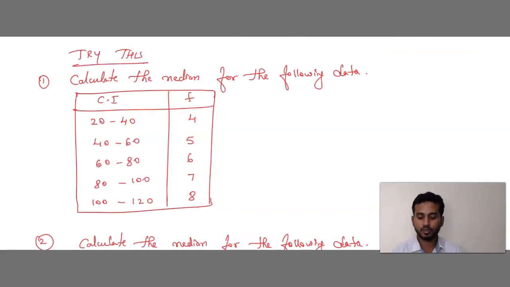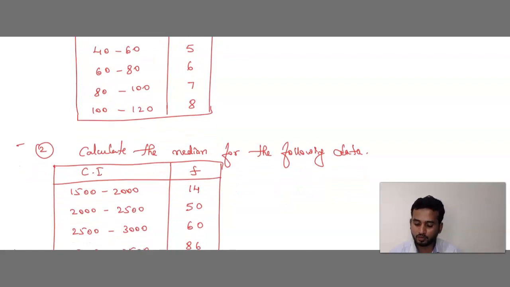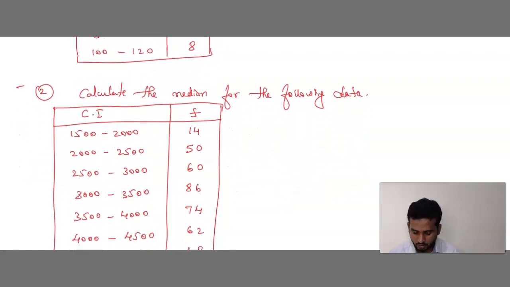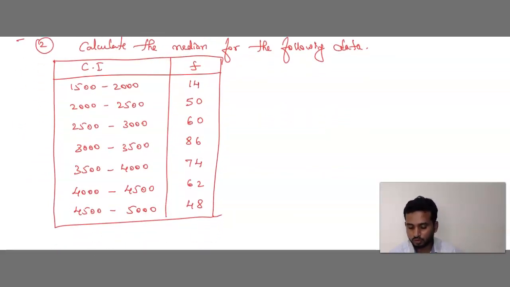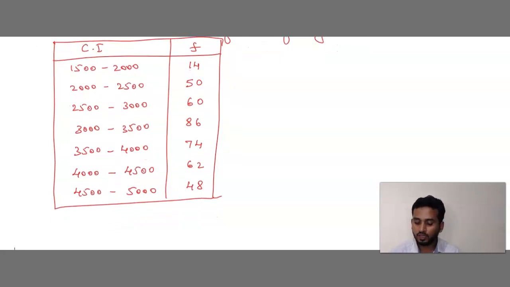Good. Yes, children, you can try this problem: calculate the median for the following data: 20 to 40, 40 to 60, 60 to 80, 80 to 100, 100 to 120. Frequencies are 4, 5, 6, 7, 8. And next, question number 2: calculate the median for the following data. Class intervals are 1500 to 2000 till 4500 to 5000 and the frequencies are 14, 50, 60, 86, 74, 62 and 48. You can try as many numericals as possible based on this topic.